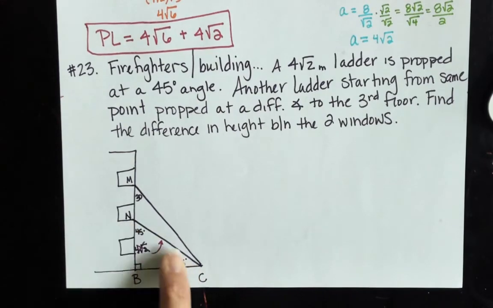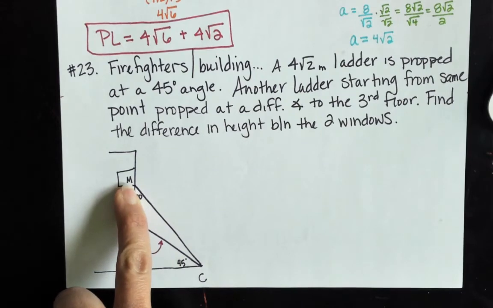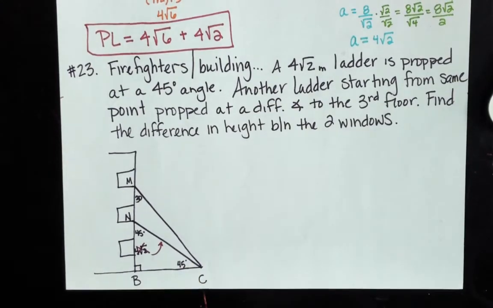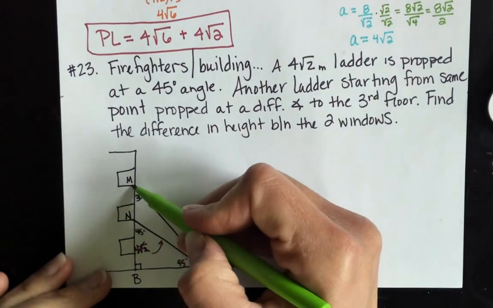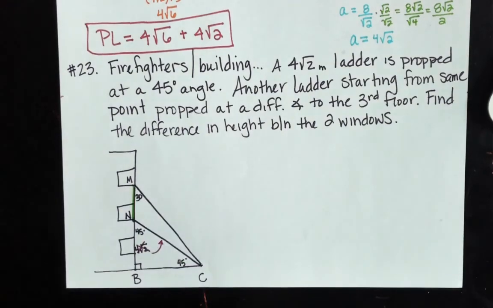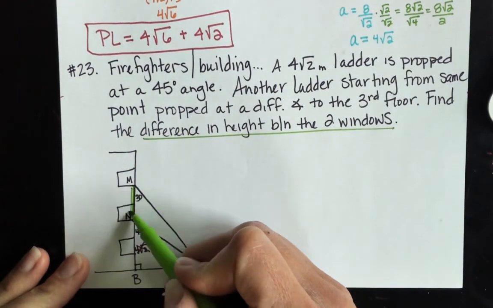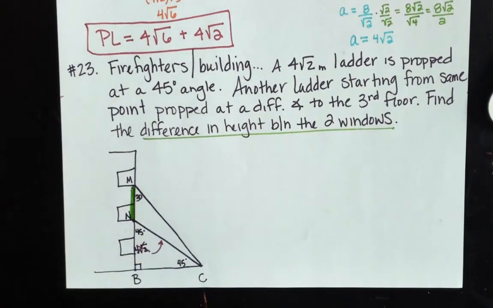Another ladder is going to get propped from the same position to a 3rd-story window at a different angle. So they're not telling us what this angle is down here. We want to find the difference in the height of these two. So we want to know what that is. So the difference in the height between the 2 windows. We want to know what M to N is.